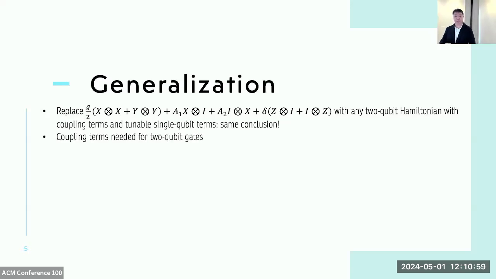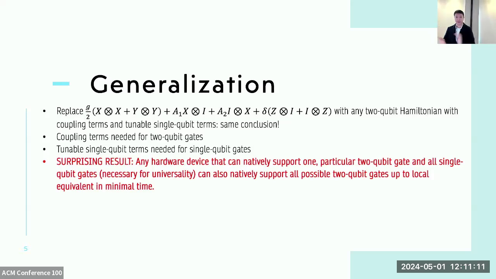And that's pretty cool because you know that if you want to do 2-qubit gates, you have to have a coupling term in your Hamiltonian. And if you want to do single qubit gates, you need to have these tunable single qubit terms in your Hamiltonian. So this comes to this very surprising result that I can conclude with the sentence here, which is that any hardware device, as long as it can natively support all single qubit gates and a particular 2-qubit gate, which means you have tunable single qubit terms and a coupling term in your Hamiltonian, that is already good. You need that for universality. You need all single qubit gates and a fixed 2-qubit gate. If you have that, that's already enough to support all possible 2-qubit gates up to local equivalence in minimal time. And that is it. Thank you.